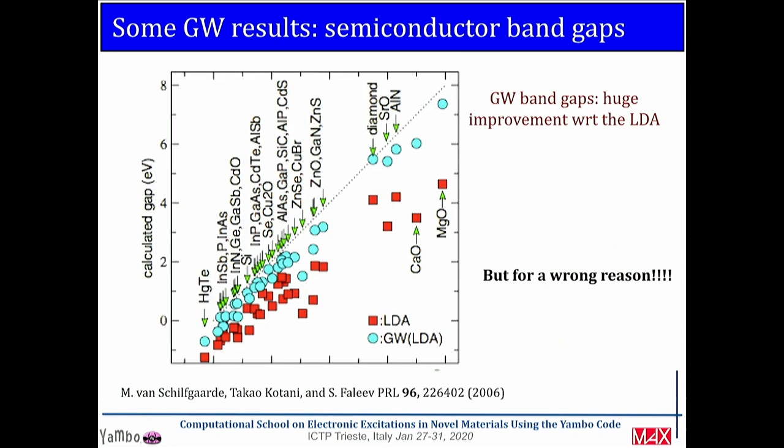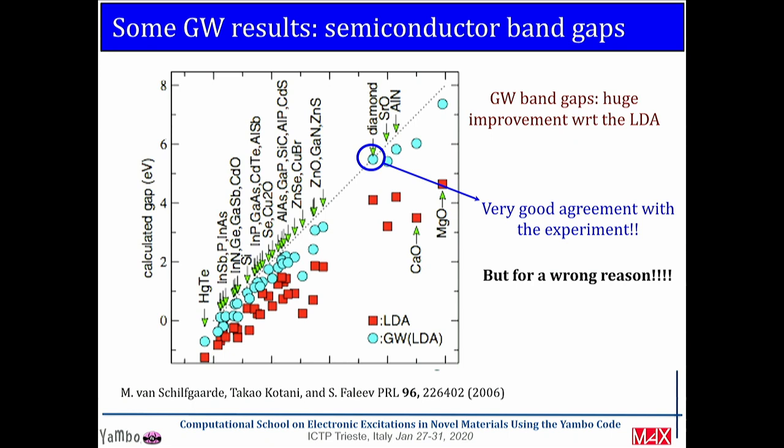Okay, so as shown by Andrea before, GW, in many cases for semiconductors, works, or at least provides a much better agreement with the experiment with respect to the DFT calculation. So we have a huge improvement with respect to the LDA. In some cases, the agreement, I would say, is perfect. This is the case of diamond. This matches the experiment, but for the wrong reason.